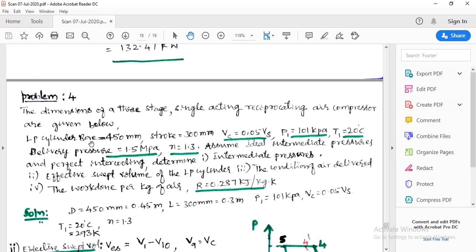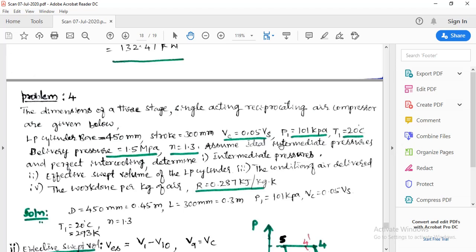LP cylinder bore is 450 mm. So this is the first cylinder, diameter 450 mm, and the stroke length is 300 mm. The clearance volume of the first cylinder is 0.05 of swept volume Vs, and the pressure and temperature of the air entering the LP cylinder, that is the first cylinder, are 101 kilopascal and 20 degrees centigrade. The delivery pressure is given. So after the third stage, the air is delivered at a pressure of 1.5 megapascal and the index is 1.3.